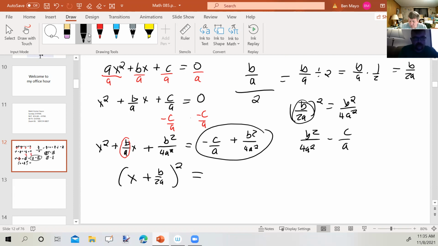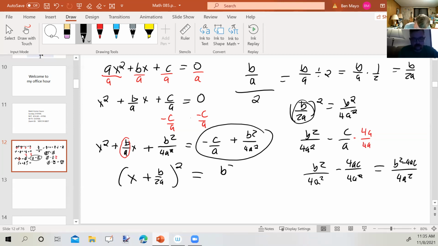I want to combine those so they have the same common denominator. So it's going to be b squared over 4a squared equals something over 4a squared. Well, to get there, I'm going to have to multiply by 4a over 4a. So now my new numerator is going to be 4ac. So now I can write this as a single fraction, b squared minus 4ac all over 4a squared, which is going to go over here.